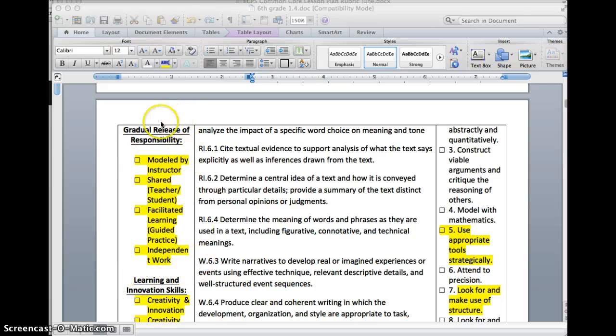Always hitting the gradual release of responsibility, which essentially is a 5-step lesson plan. Teacher's doing it first, teacher and student are doing it together, we're doing it as a group, and then eventually students do the work independently to see if they understand it.